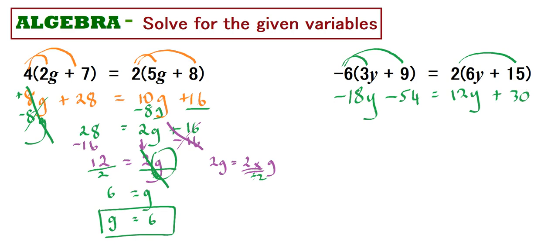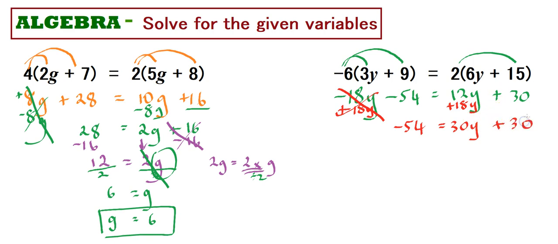So again, let's get into cancelling out mode. So we go for the variable and coefficient which is lowest value, so that's minus 18y as opposed to 12y. So we cancel out minus 18y by doing the opposite, which is to add 18y, and we do that to both sides to keep the whole equation balanced.